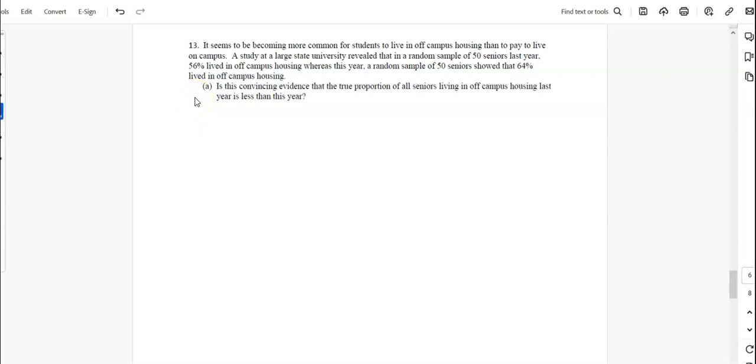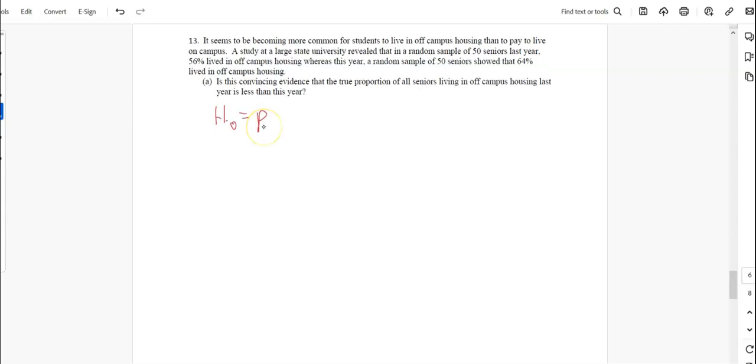Okay, so what's the null going to be? We're going to start with the null. I'm going to say P sub L, that's the proportion of last year, minus P sub T, and use a T there for this year, is equal to 0. There's nothing unusual. The proportions are the same. The proportion of last year's seniors living off campus is the same as this year's.